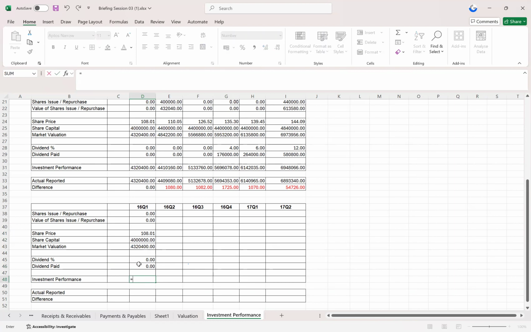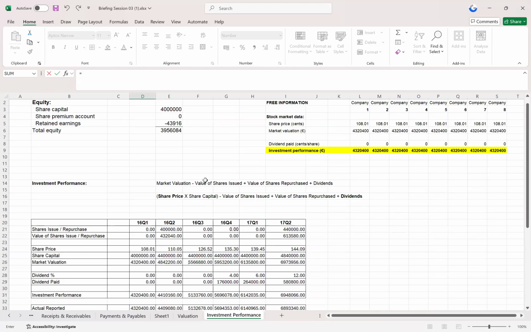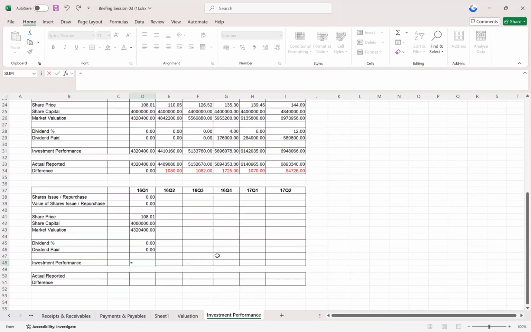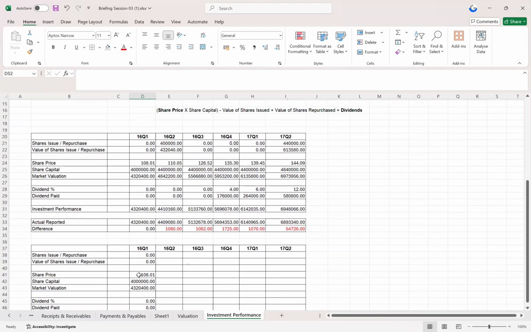Now, what is the formula of investment performance? It is market valuation minus value of shares issued plus value of shares repurchased plus dividends. So the formula we put is market valuation minus value of shares issued plus dividends. It comes out like this. What was actually reported in the market share was this, and the difference between what was reported and what we have calculated is zero.